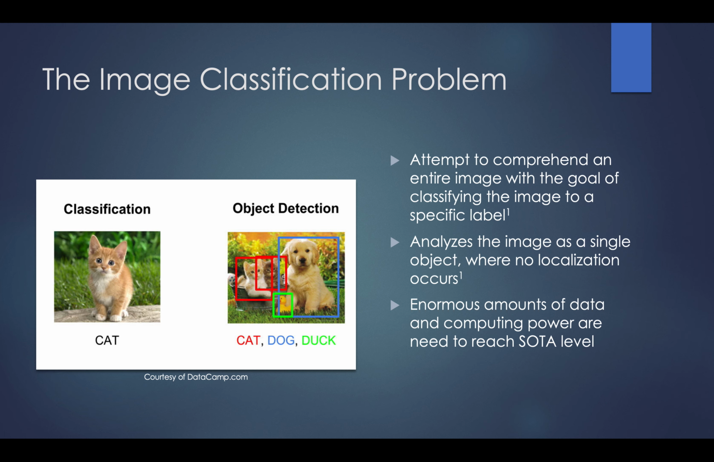The image classification problem is essentially trying to comprehend an entire image with the goal of classifying the image to a specific label. We want to analyze the image as a single object where no localization is occurring. So, for example, on the left here we can see image classification with the cat and object detection on the right where we are looking for multiple objects and trying to draw a bounding box. This isn't what we want to do. We want to simply classify the centermost object of the image.